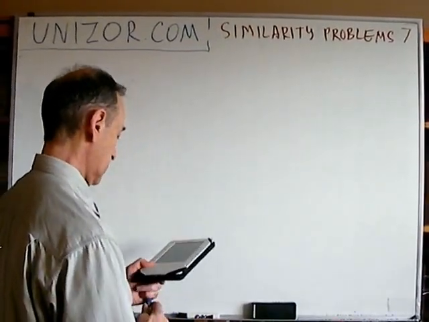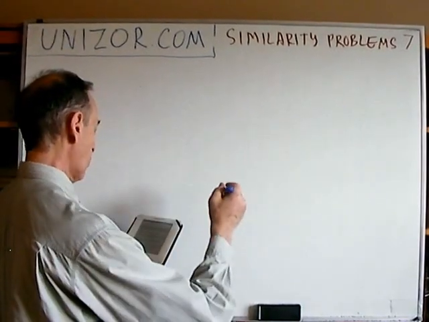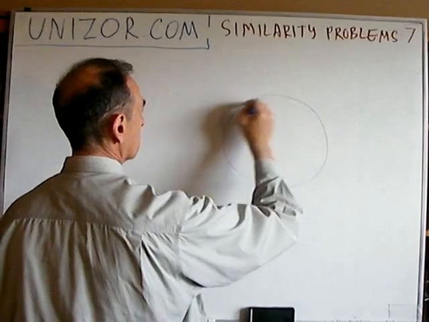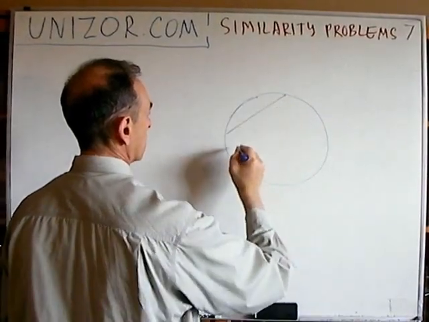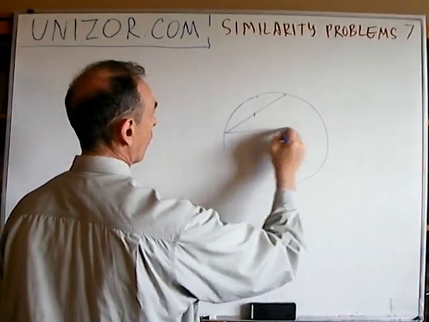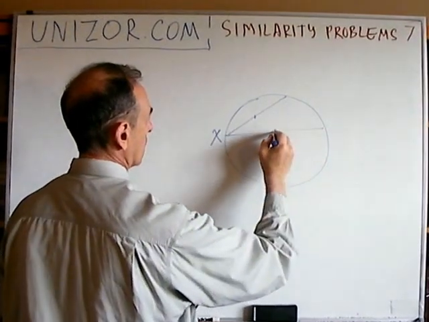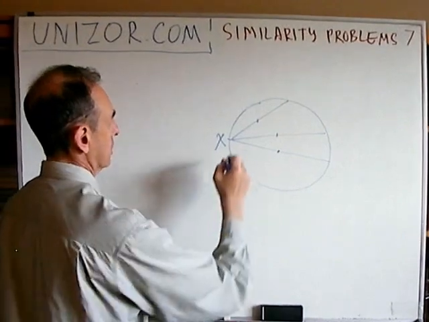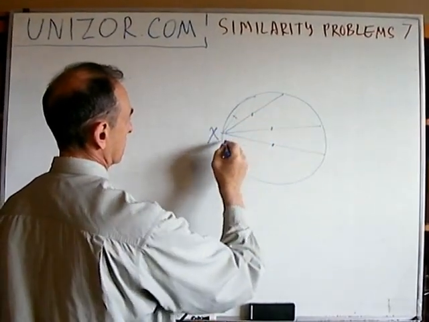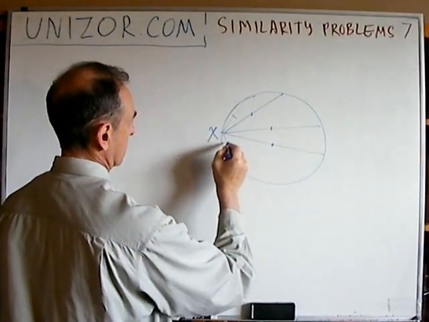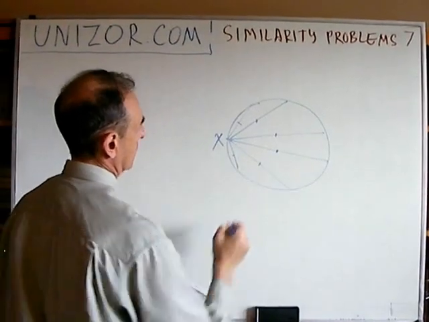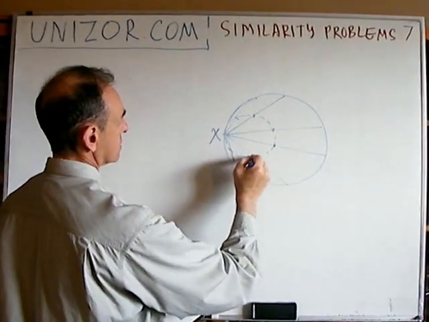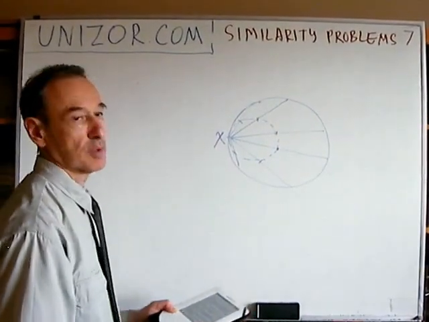Locus of points, midpoints of all chords originated at a given point lying in a given circle. So you have a circle, and you have midpoints of all chords originated from X. Well, I think you probably notice that it looks like a circle, right? Well, how can I prove it?